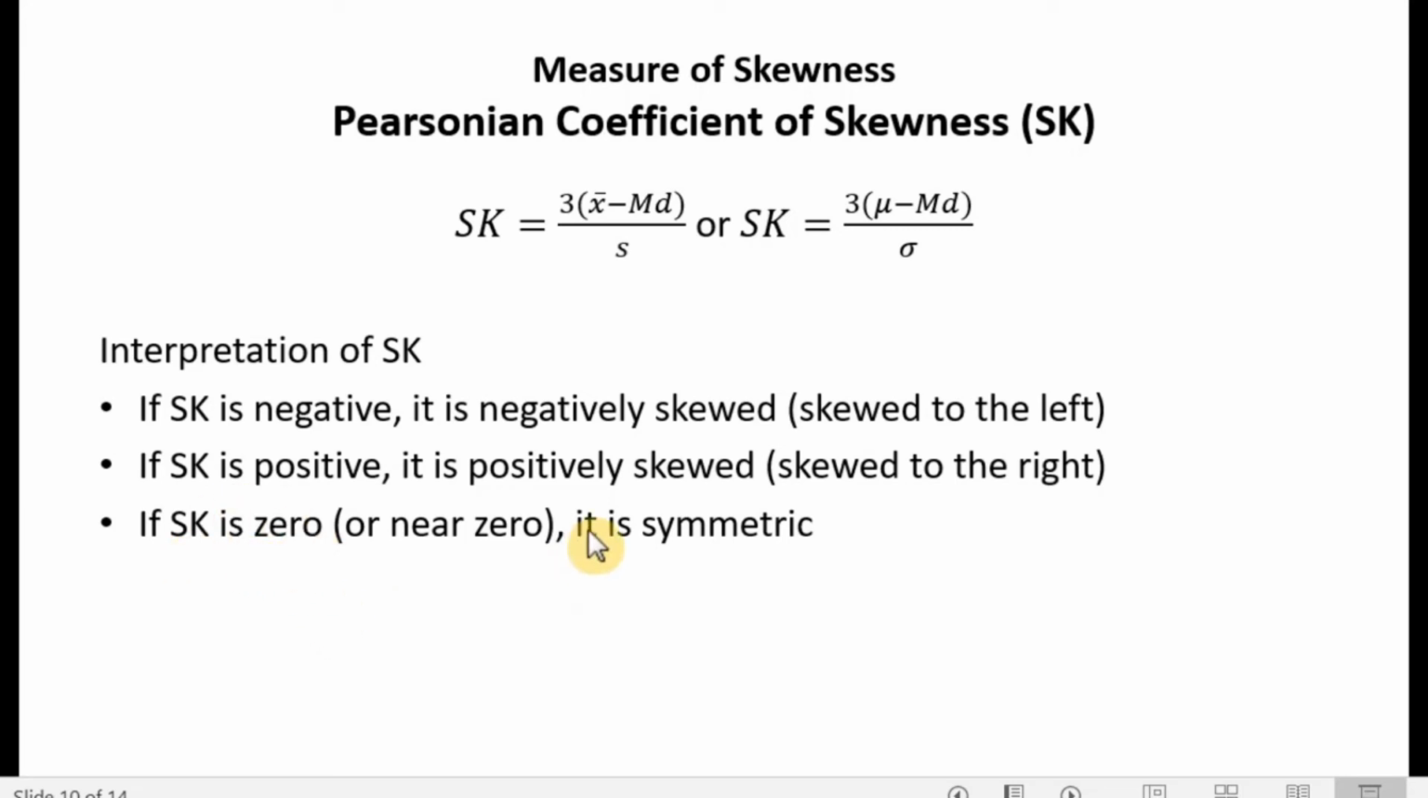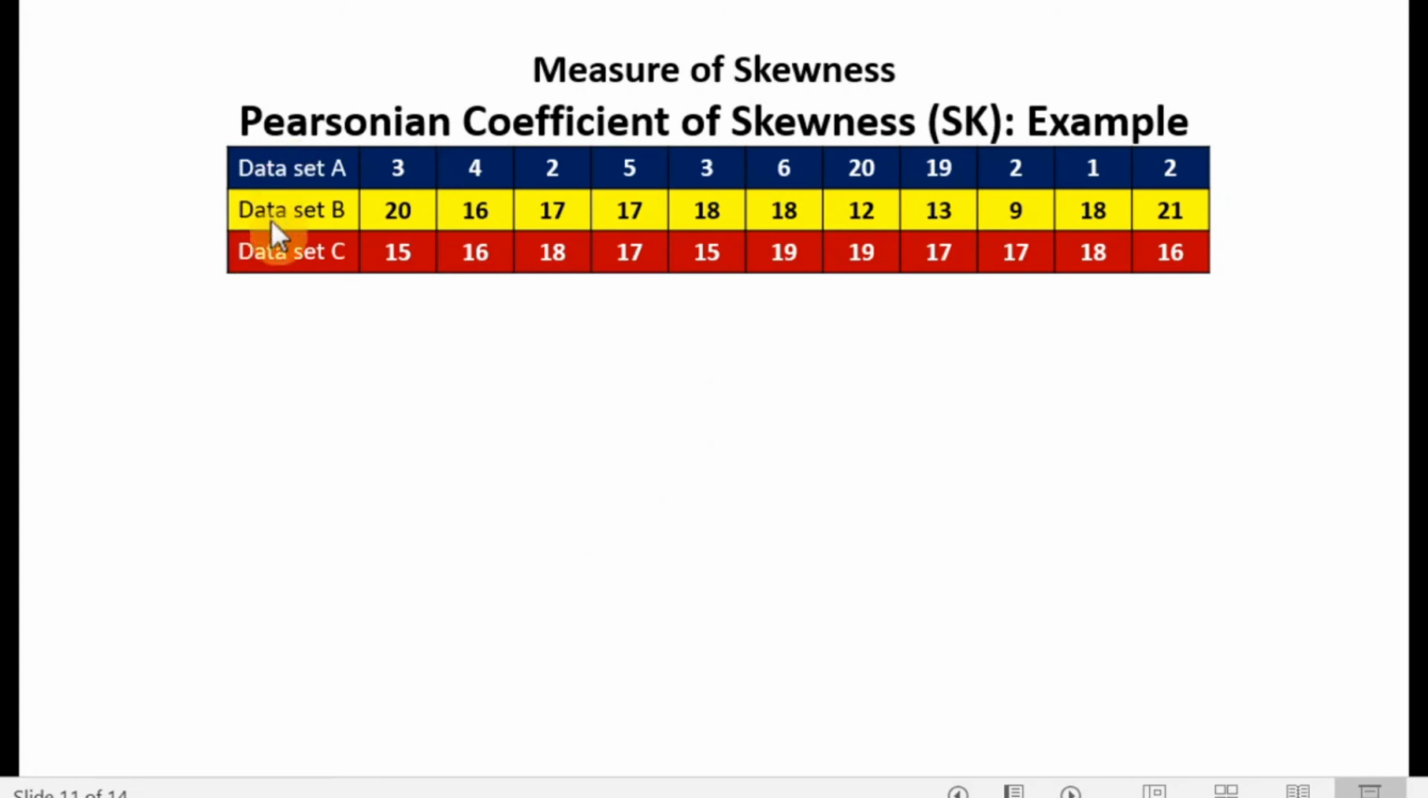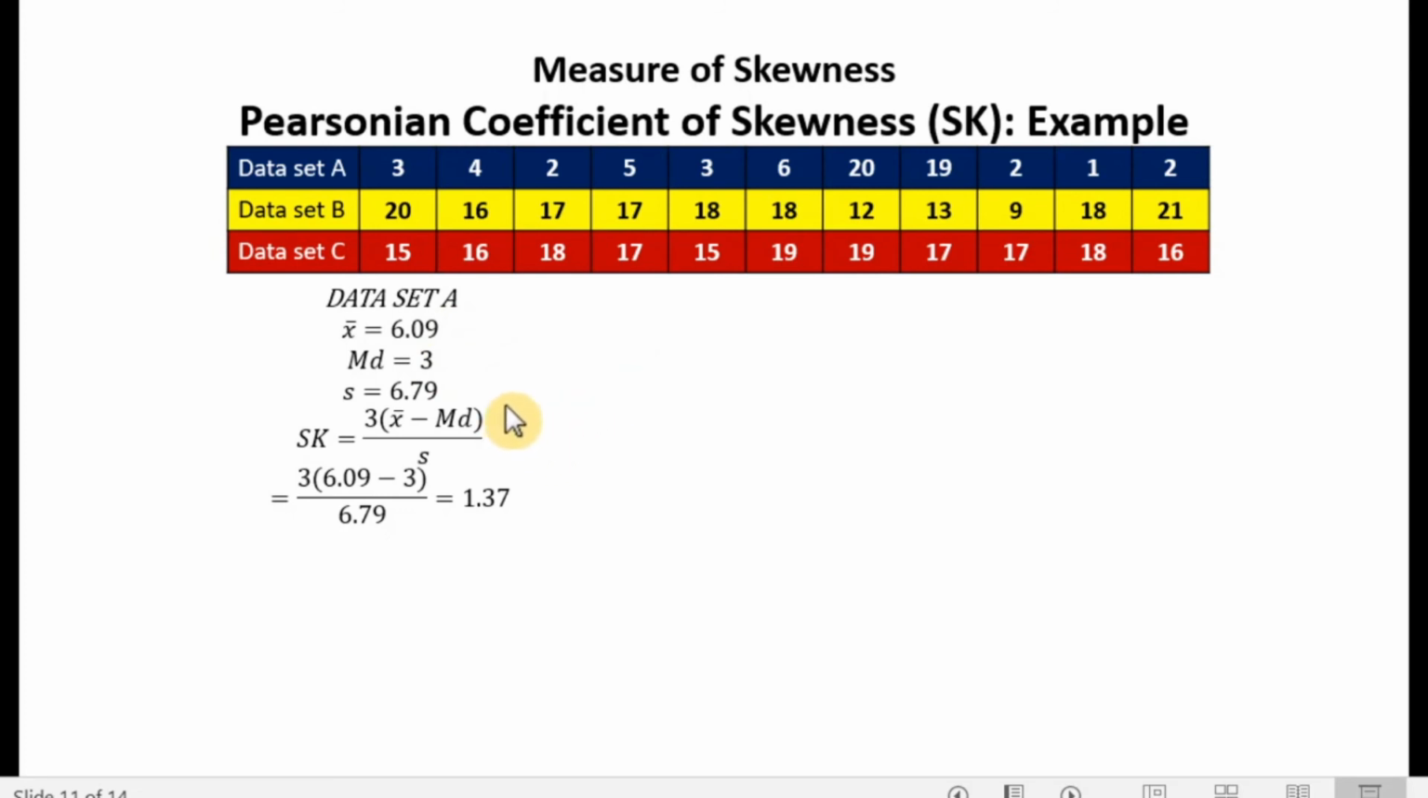Let's provide an example. We have 3 datasets, dataset A, dataset B, and dataset C. Let us explore the skewness of the 3 datasets by computing the value of Sk. Let's start with the first dataset. Again, the formula for Sk involves the mean, the median, and the standard deviation. So before you can compute Sk, we need to compute first for those values. I have already computed those values.